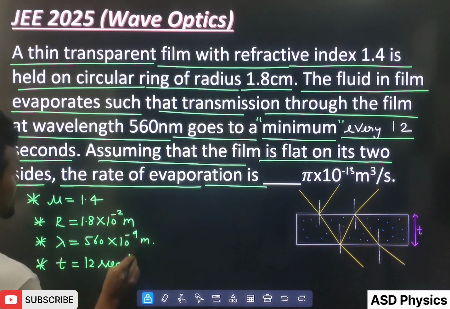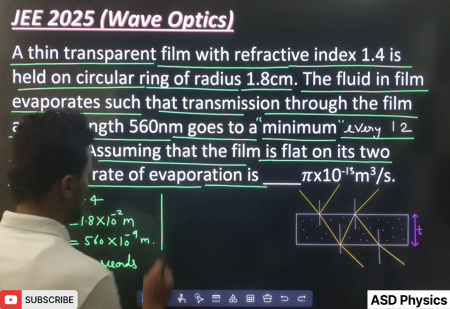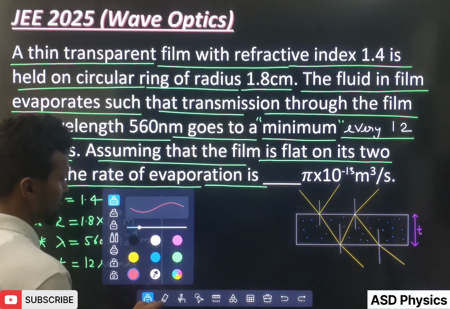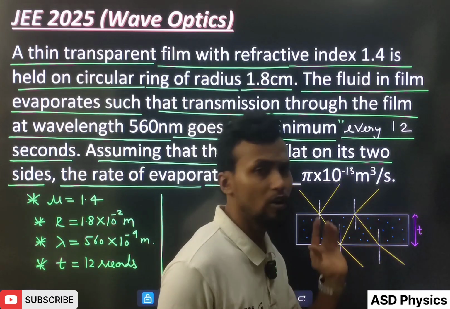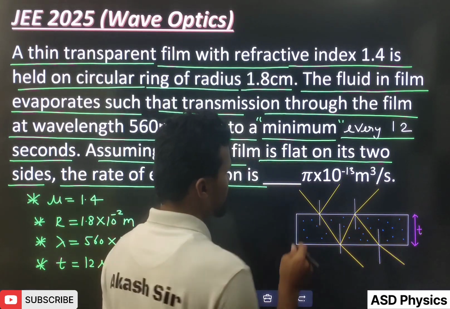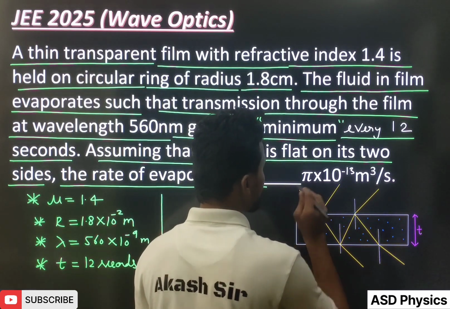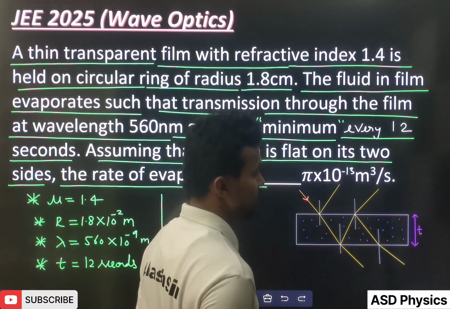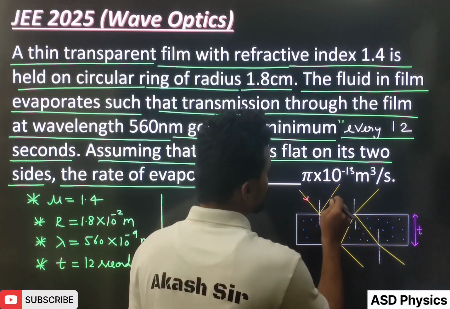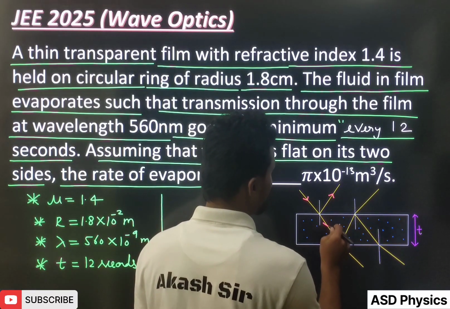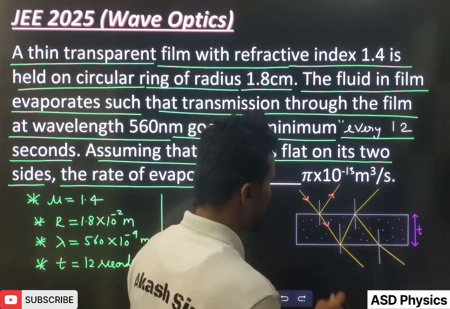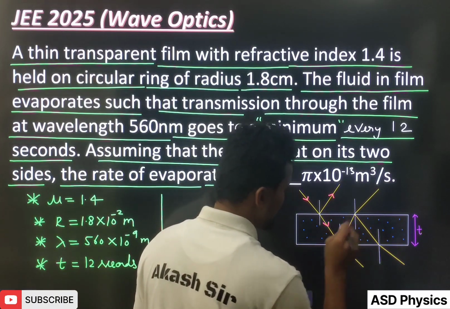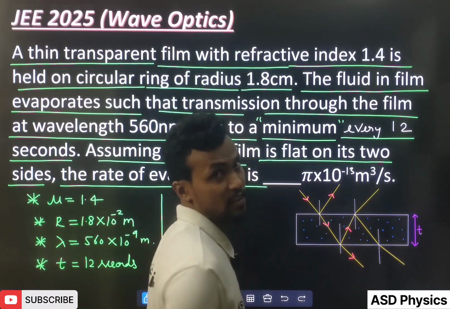So this data is given, and what they are asking is the rate of evaporation. Let's take one transparent film of thickness t. Let's take some incident light coming and striking the surface. Some part will be reflected and some part will be refracted, or we can say transmitted. Again, after reaching the next surface, some part will be reflected and some part will be transmitted.